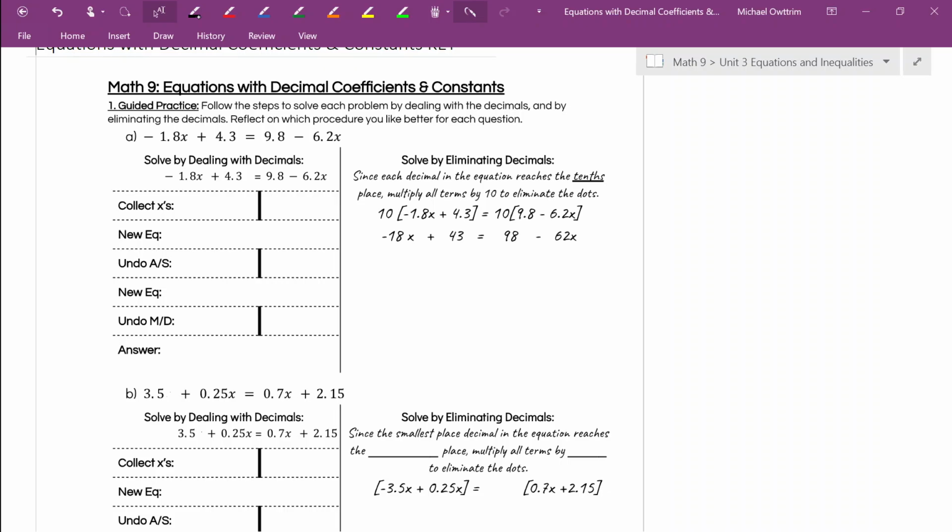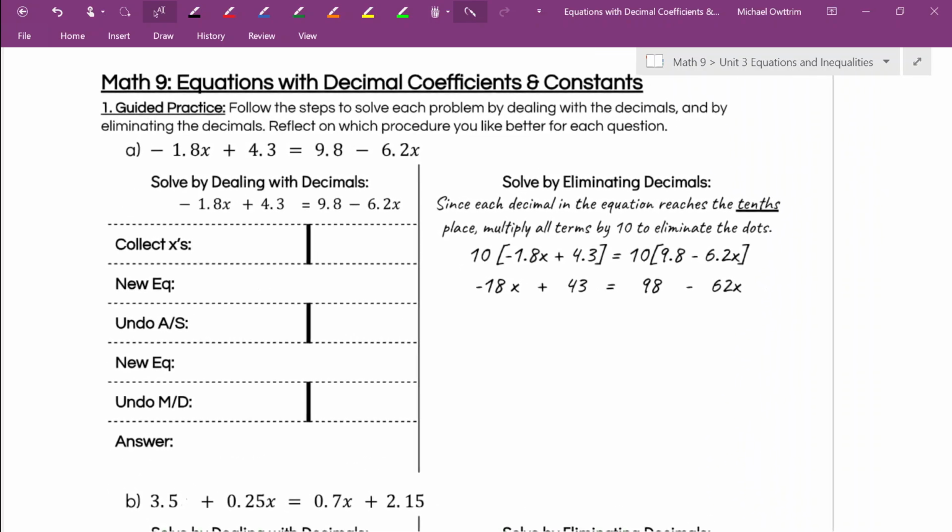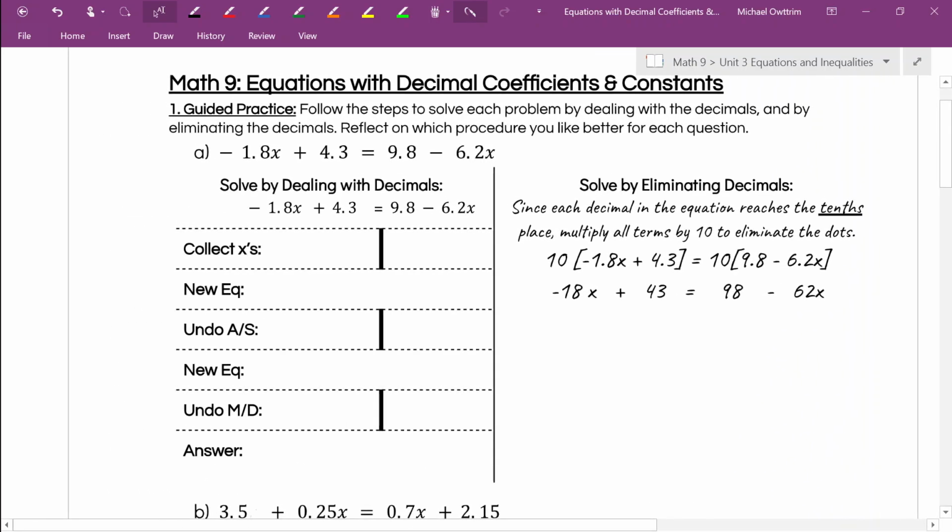Hello class, today we're taking a look at some equations that have decimal coefficients and constants. So we've started with this guided practice here, and it's important to remember that of course we are going to be following the same 4 steps as we always do for solving equations. We're just going to have to obviously deal with some decimals.